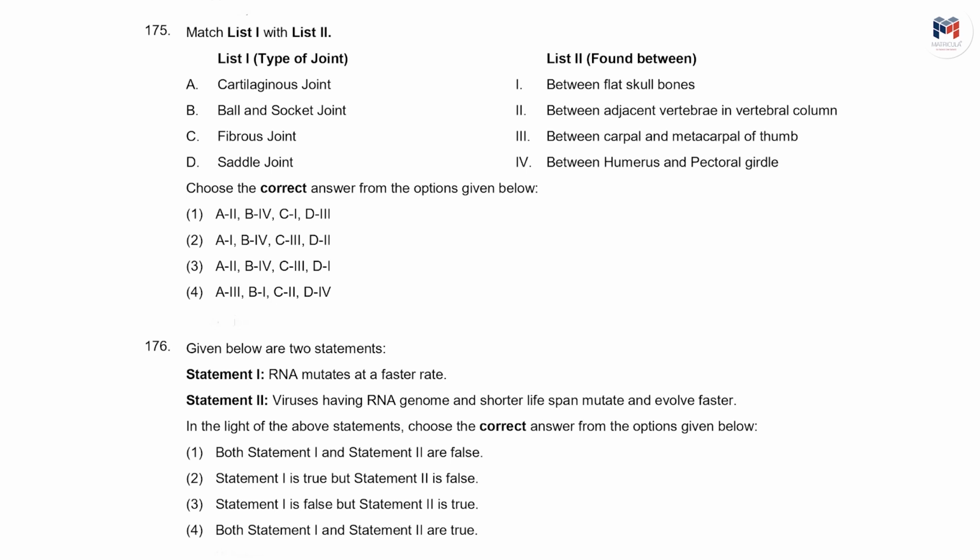Question number 175. Match list 1 with list 2, where list 1 is type of joint and list 2 is found between. Choose the correct answer from the options given below. The answer is option number 1. A is matched with 2, B is matched with 4, C is matched with 1 and D is matched with 3.